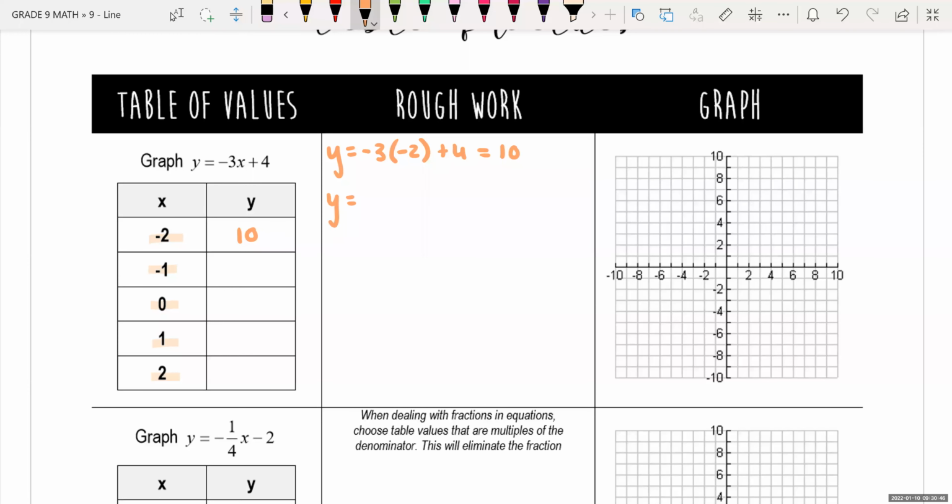y = -3 because that's part of the equation. Your next x value is -1. So now you're going to be putting that into this x over here. Okay, so it's going to be -3 times -1 plus 4. -3 times -1 is +3, and +3 plus 4 is 7. Does this make sense, you guys? Okay, great. Do the next 3. I'll do them silently up here and you can check your work.